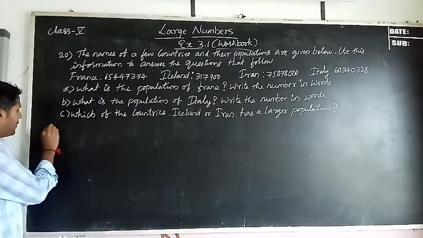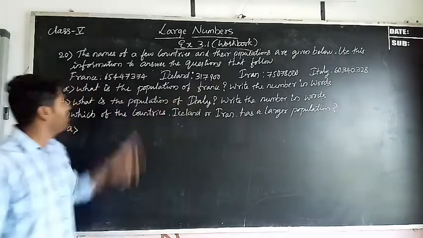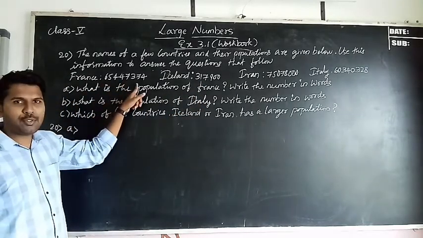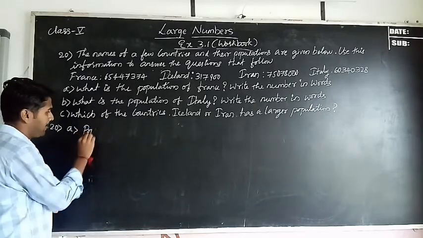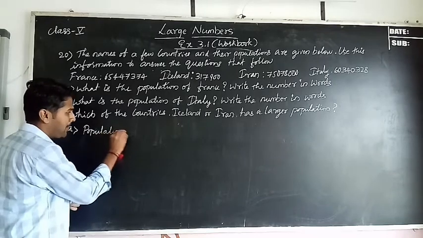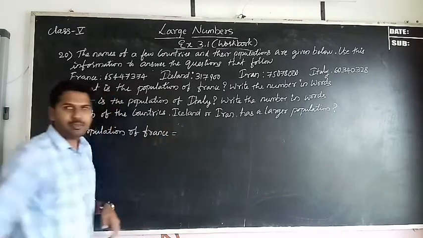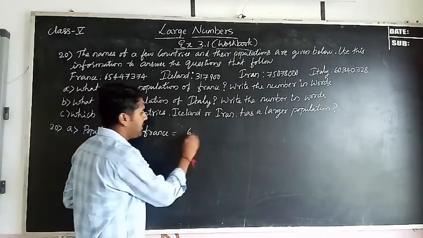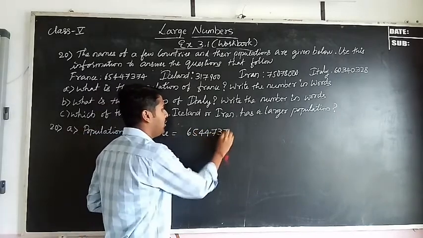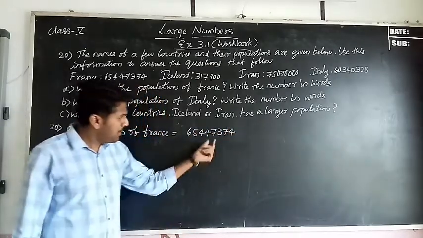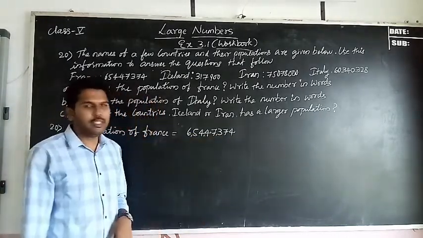So write the number, first 28. What is the population of France? So the population of France is this number. So write this one. First write down the number. Population of France equals to. So first, what is the number? 65447374. Okay. So place the commas here: 3, 2, 2.